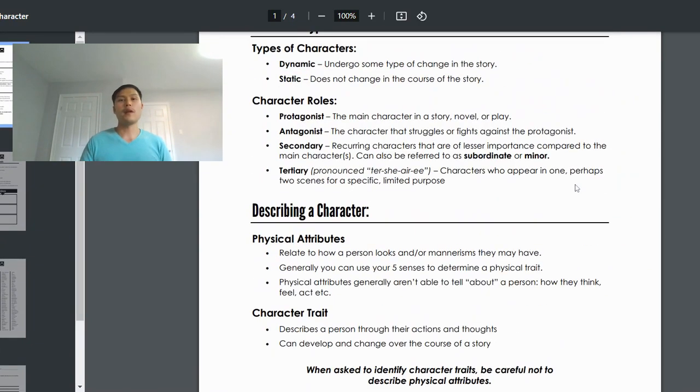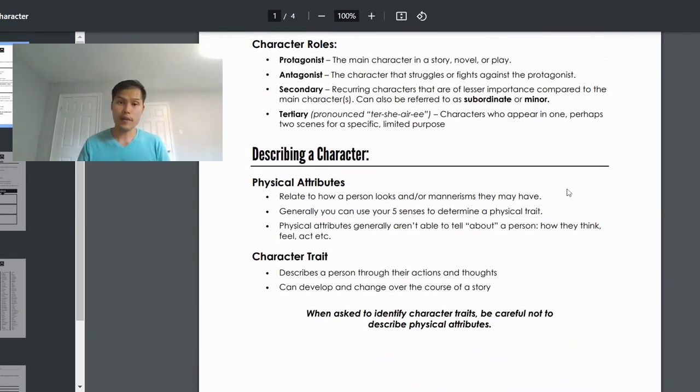Describing a character. So now that we understand the types of characters and the roles of characters, there are two aspects of describing a character: physical attributes and character traits. Physical attributes are those that we associate with how a person looks, mannerisms that they have. Generally, they use your 5 senses. For example, if a character is tall, fat, do they smell good? Those kinds of senses that we look and see and hear and so forth.